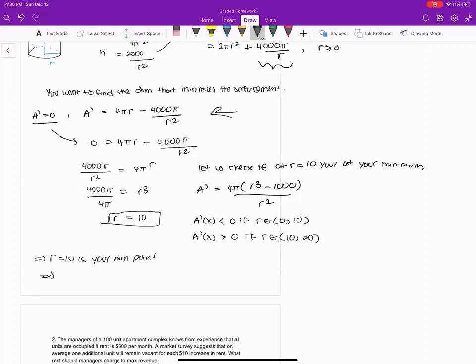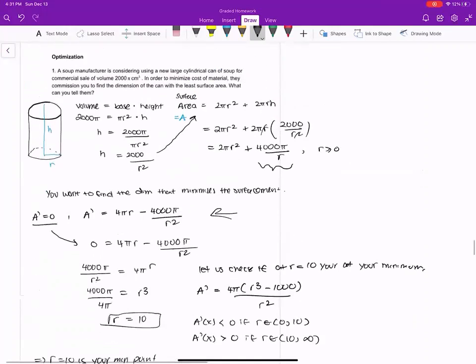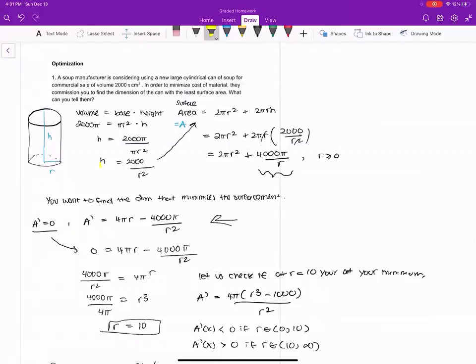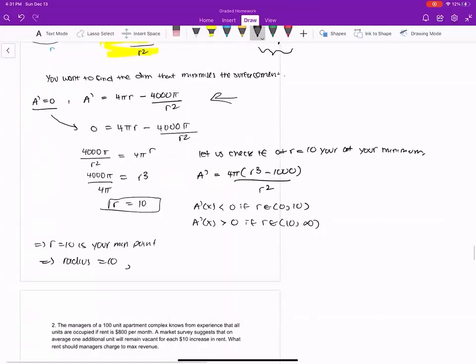Therefore, radius equals 10. Then at the very top, do not forget about your height. You plug in r equals 10, so you get h equals 2,000 pi over 10 squared, which gives you 20 pi. So your dimensions are radius equals 10 and height equals 20 pi.